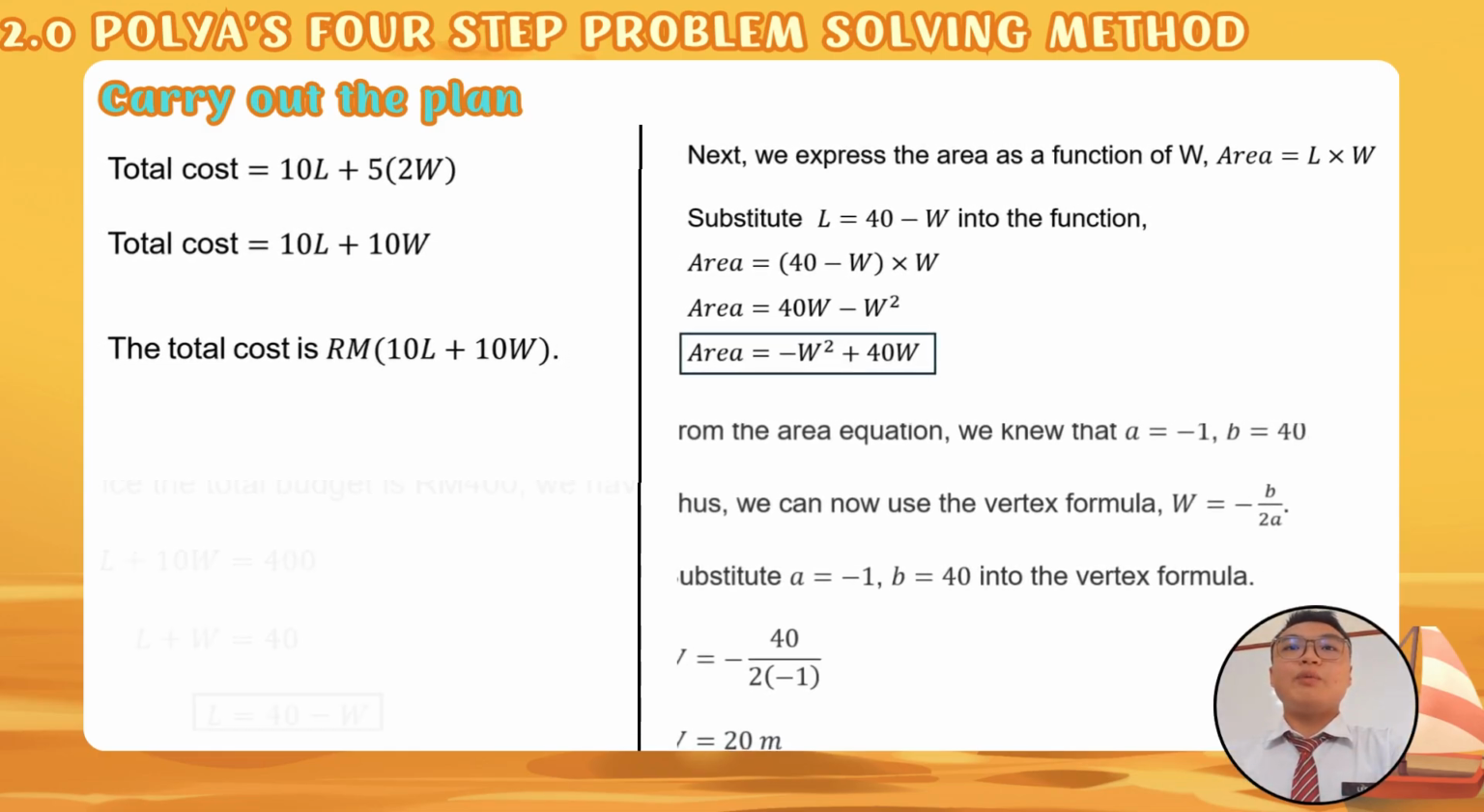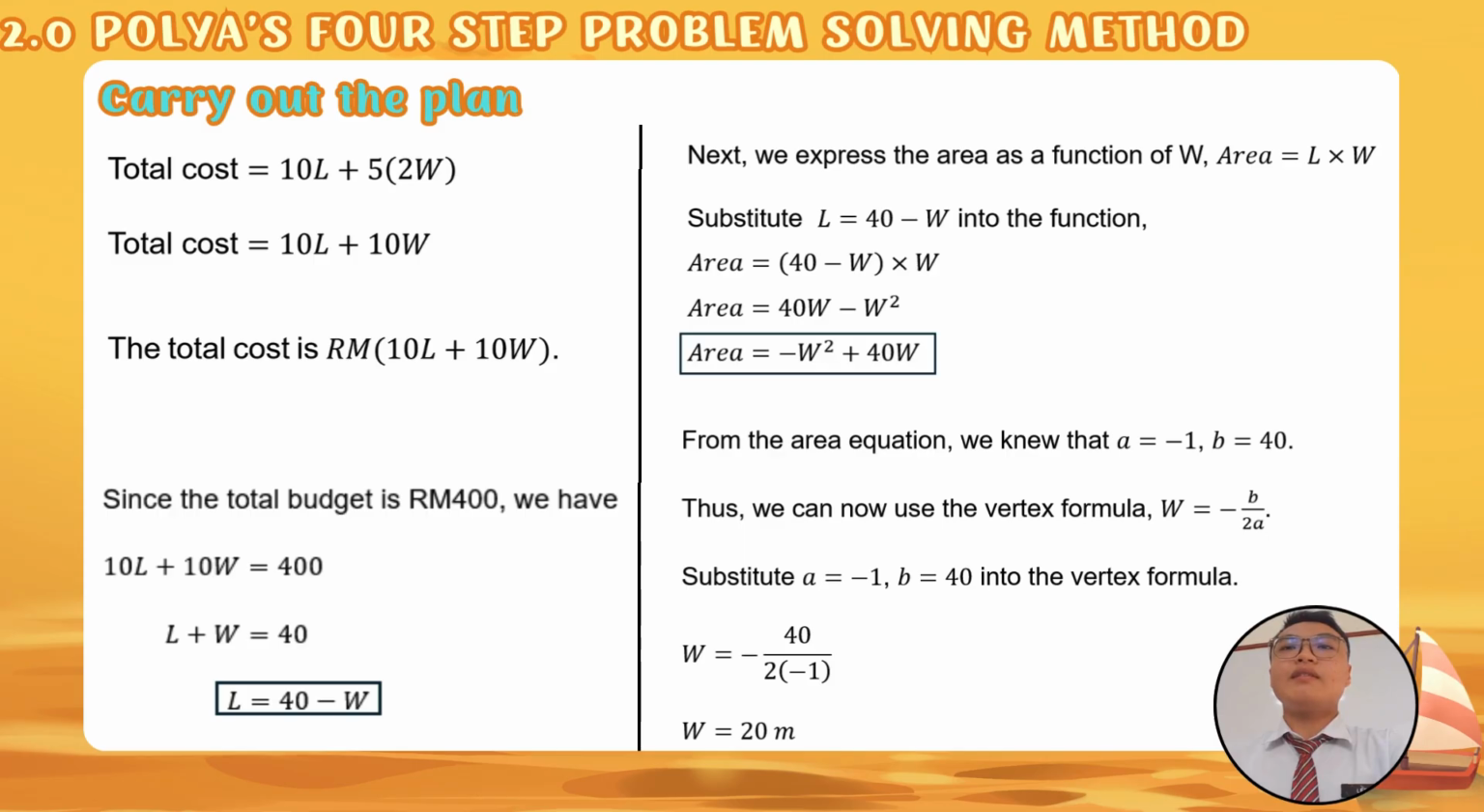As the plan that we devised earlier, we can now carry it out step by step. This is Polya step 3, carry out the plan. First, we express the total cost of fencing as 10L plus 5 times 2W, which is also equal to 10L plus 10W. Since the total budget is 400 ringgit, we have 10L plus 10W equal to 400. We can simplify it as L plus W equal to 40, and make L in terms of W: L equal to 40 minus W.